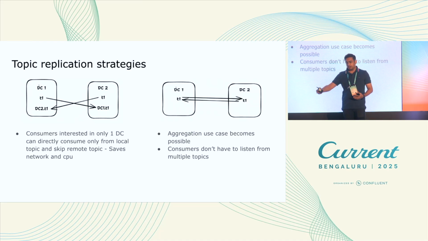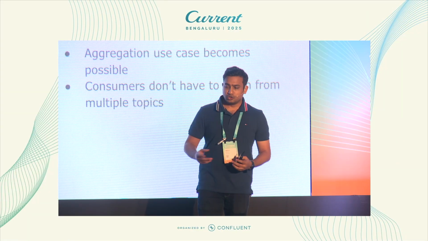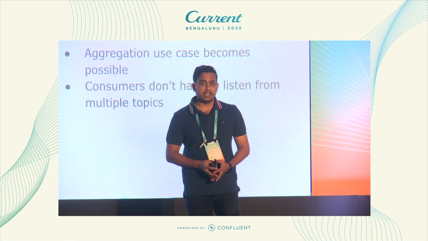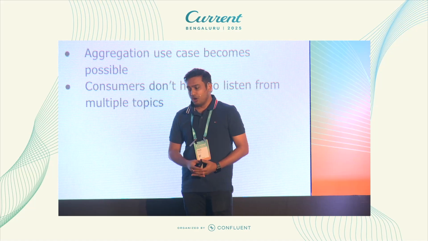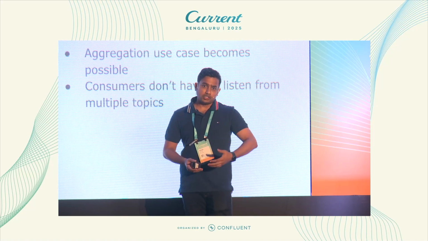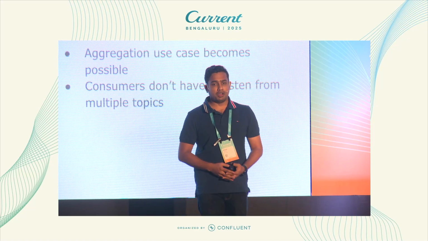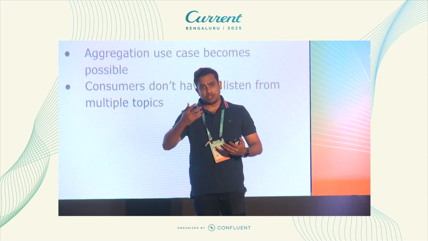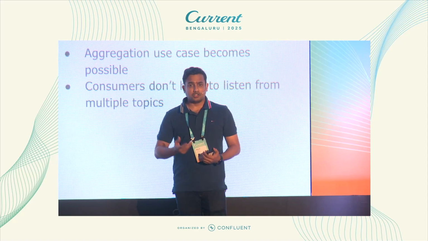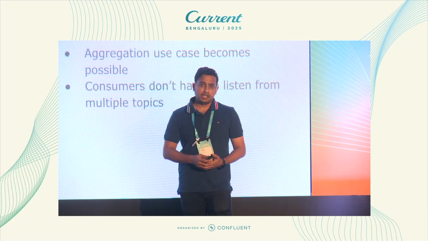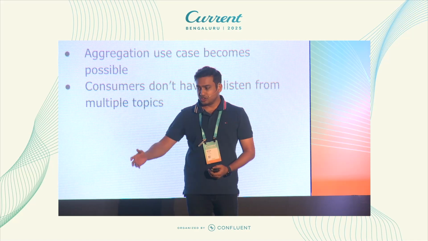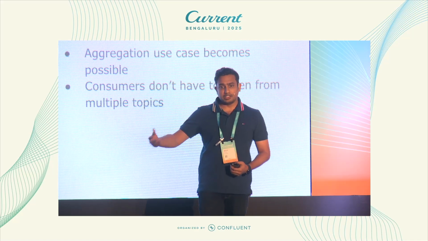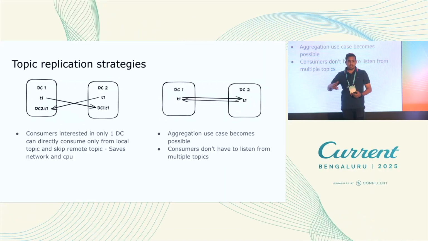And the second way of replication is where T1 data is bidirectionally getting replicated across the same topic. This is useful for consumers who are interested in aggregation use cases, or for consumers who want to consume from both the local topic and the remote topic. Because for those consumers, now they don't have to run multiple consumer groups to consume from multiple topics. They can just have a single pipeline which consumes from the T1 topic and it is able to consume the data of both DC1 and DC2. So that's the second strategy of topic replication.